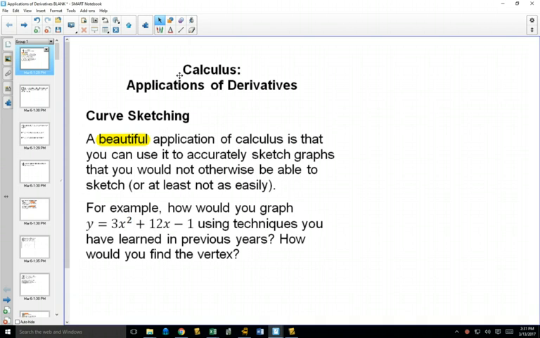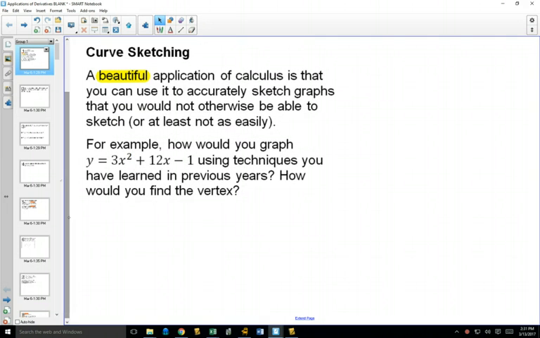So you learned techniques in previous years. How would you find the vertex of y equals 3x squared plus 12x minus 1? Yes, the sommet or whatever. So there's a good translation word from French to English, because, yeah, vertex is like, whoo, no idea, right? So now, that's what vertex means in English. How would you find that from previous years?